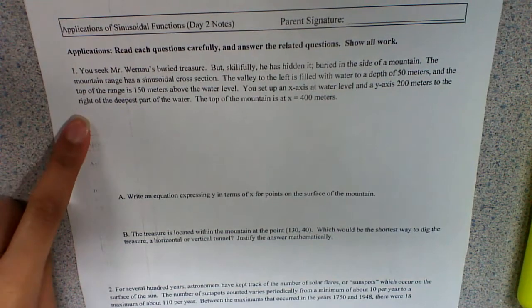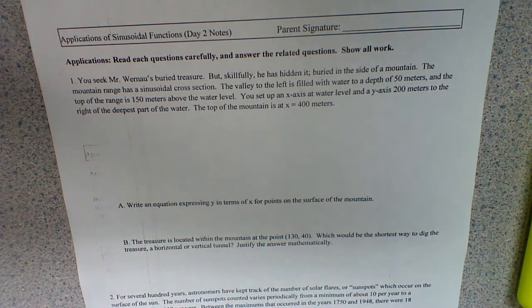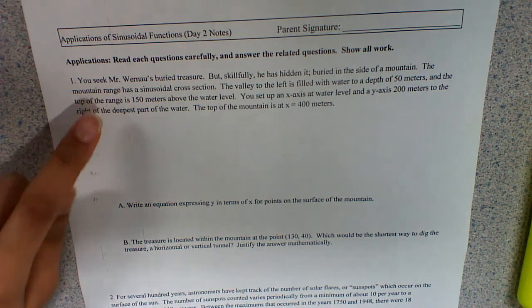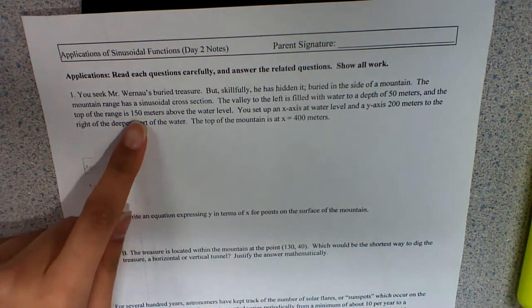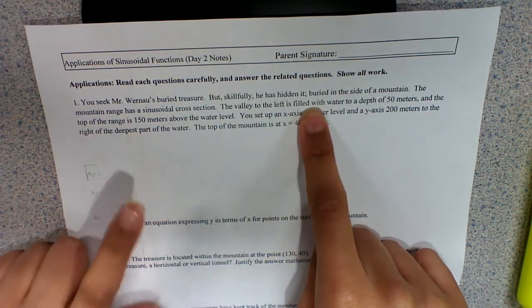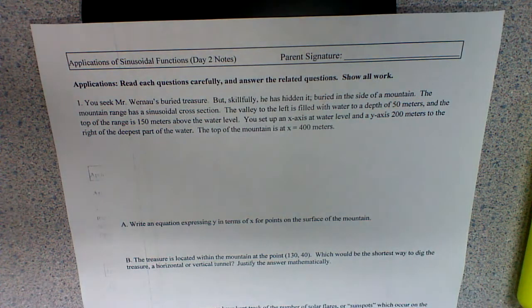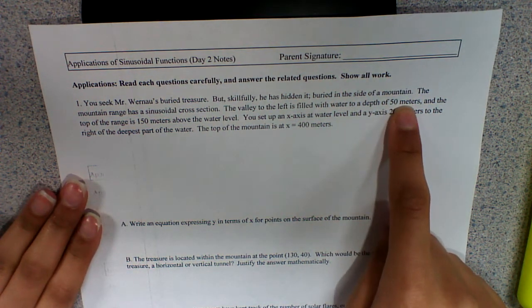So number 1, actually go ahead and pause the video right now, go ahead and read what's given. I'm going to jump right in. We're given that Mr. Wernow has buried some treasure in the side of a mountain. And so we have a valley that's to the left of this mountain that's filled with water. So we're dealing with not only the mountain but also a valley and water and all that kind of stuff. So we do have the depth of water, and so we're dealing with water's level.